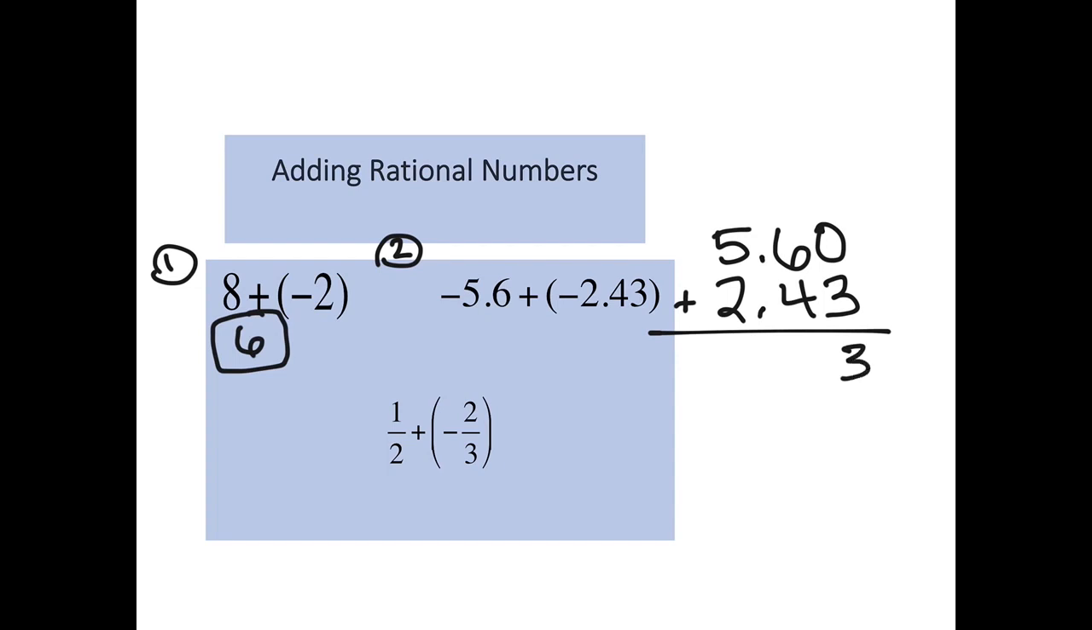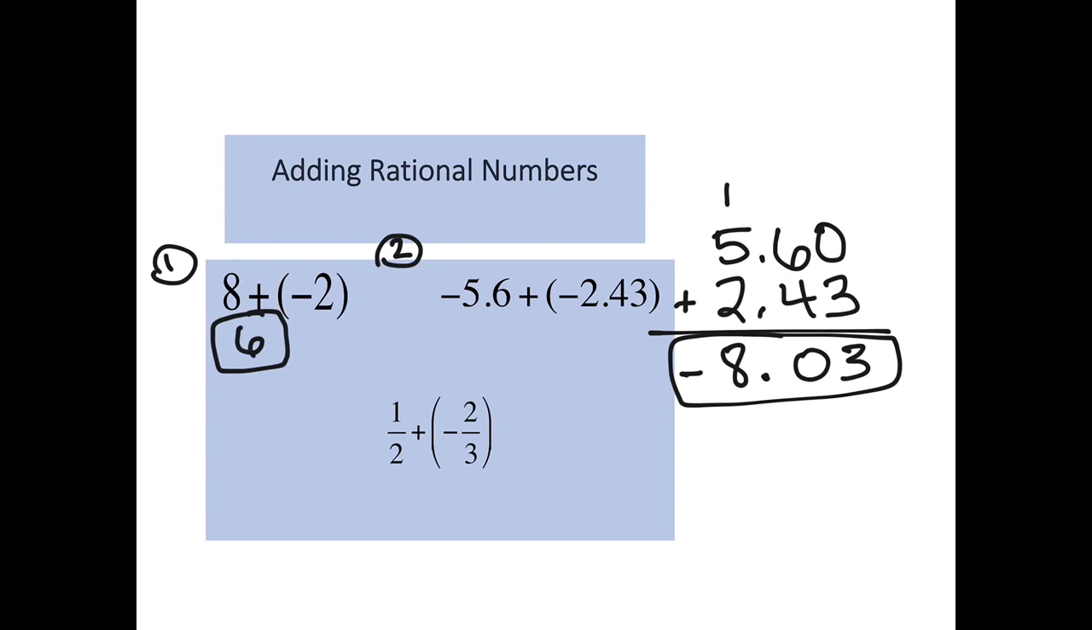0 plus 3 is 3. 6 plus 4 is 10, so I'm going to put my 0, carry my 1. 5 plus 2 is 7, plus the one I carried is 8. Then I'm going to bring my decimals straight down. Now, go back and ask yourself, well, what's my sign? Since both of my numbers were negative, my final answer is going to be negative 8 and 3/100.